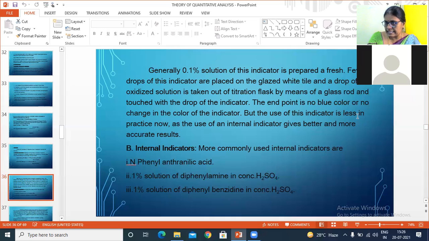But the use of this indicator is less in practice now, as the use of internal indicators gives better and more accurate results. Generally, if you add freshly prepared potassium ferrocyanide directly as an external indicator to a ferrous salt, then we can get a blue complex. But instead of using it directly, we simply take the indicator on a tile, touch the glass rod to it, and keep that in the titrating flask. Then we should observe it.